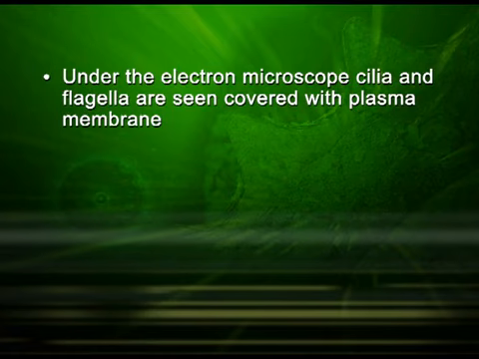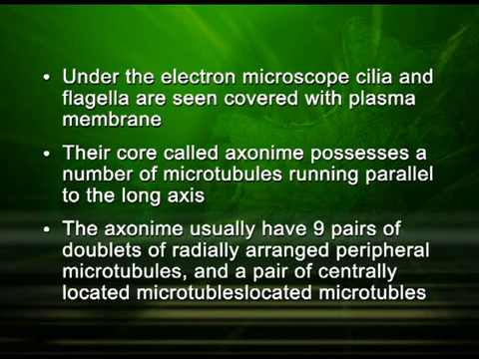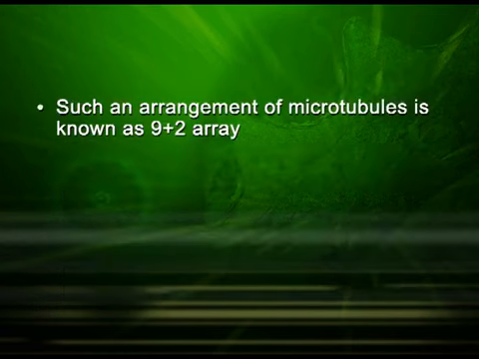Under the electron microscope, cilia and flagella are seen covered with a plasma membrane. Their core, called axoneme, possesses a number of microtubules running parallel to the long axis. The axoneme usually has 9 pairs of doublets of radially arranged peripheral microtubules and a pair of centrally located microtubules. Such an arrangement of microtubules is known as 9+2 array.